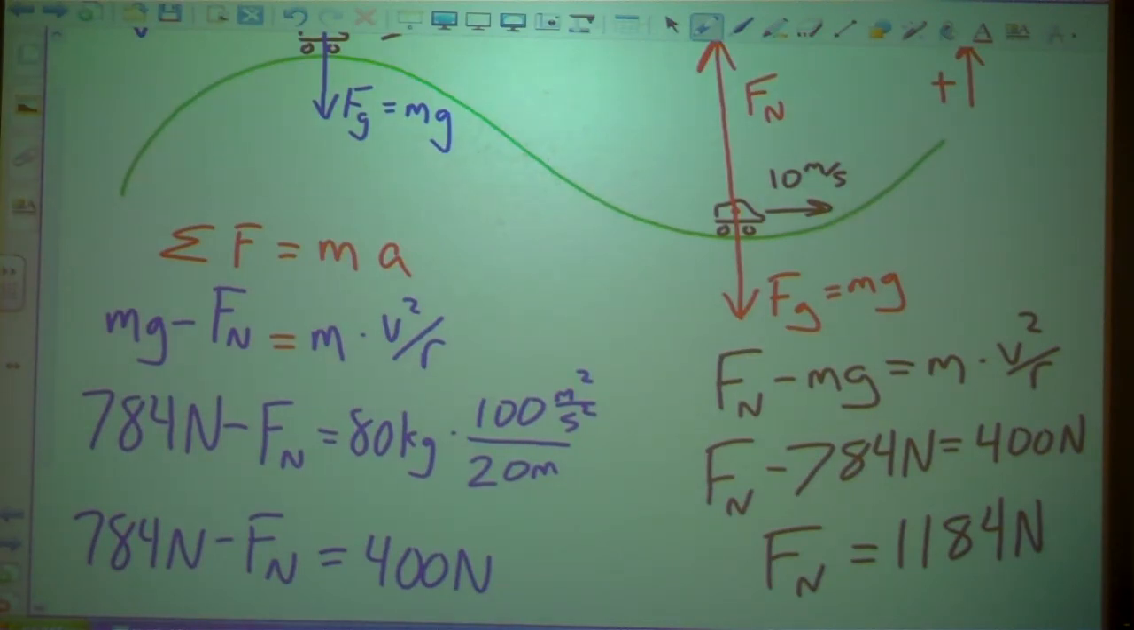And so, key points for what I'm doing here that might be different from what we've done before is I'm making choices about my positive direction based on which way is towards the center of the circle. Also, in this situation, I've got more than one force in that direction.